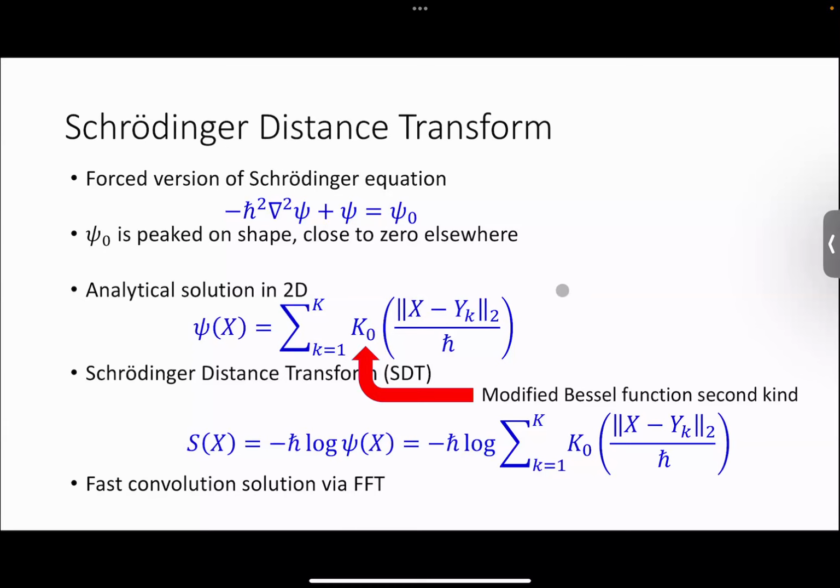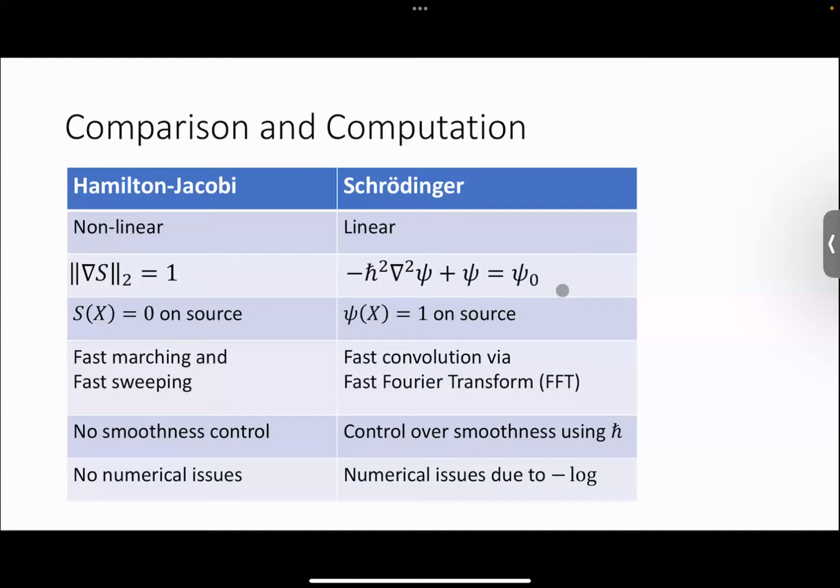Okay, so what does this mean? This means that you can compare these two carefully, right? You have a nonlinear Hamilton-Jacobi equation and a linear Schrodinger equation. The nonlinear Hamilton-Jacobi equation looks like this. The Schrodinger equation is a screened Poisson equation. You have the equivalence between S and psi, and you have no smoothness control because there's no h cross parameter in Hamilton-Jacobi. Here you're going to have an inherent smoothness due to h cross. The wave function is going to be real, it's not going to be complex, and that's going to correspond to the unsigned distance function. And you can compute this efficiently in order n log n, n being the number of grid points, using a fast Fourier transform.